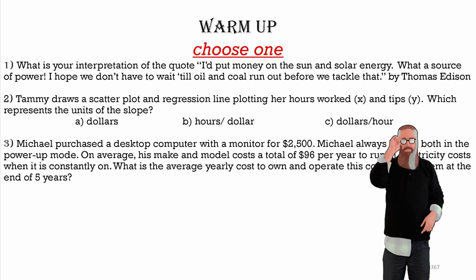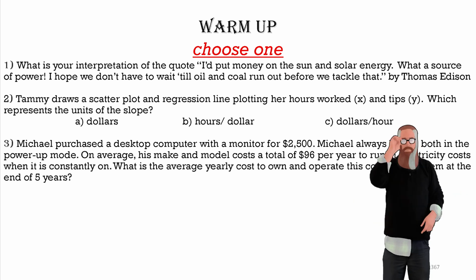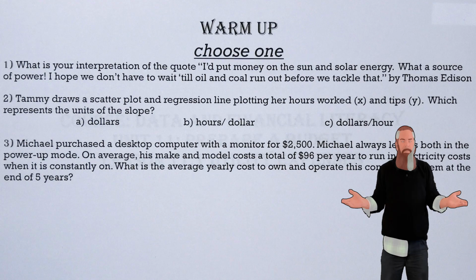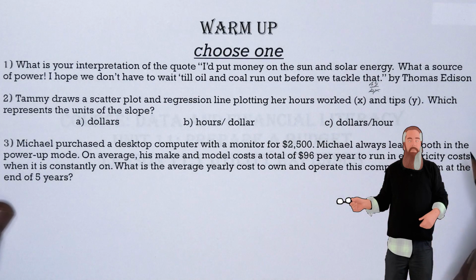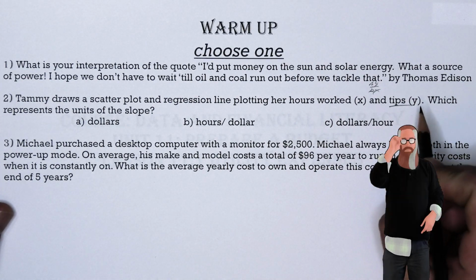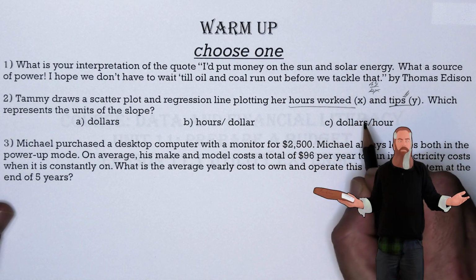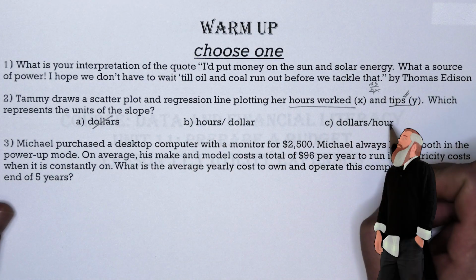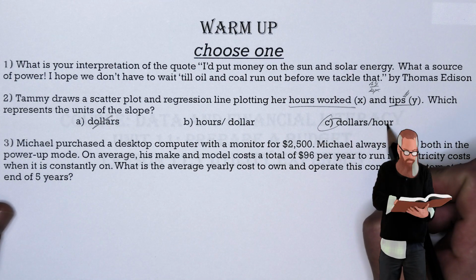Before we get into it, let's make sure we're ready for this lesson by taking a look at warm-up number 2, where Tammy draws a circular plot and regression line plotting her hours worked, X, and tips, Y. Which represents the unit of the slope? We understand that slope itself is the change in Y over the change in X. In this case, Y is tips or dollars, and hours worked is X. So we need hours in the denominator. It can't be A because it's only dollars. When it comes to B or C, only C has dollars in the numerator and hours in the denominator.